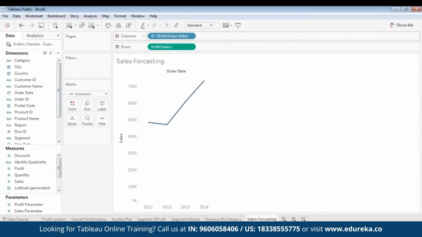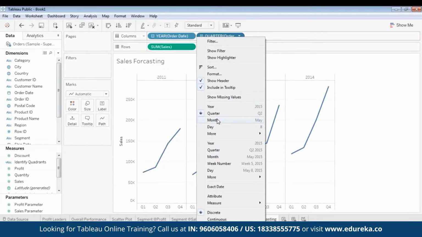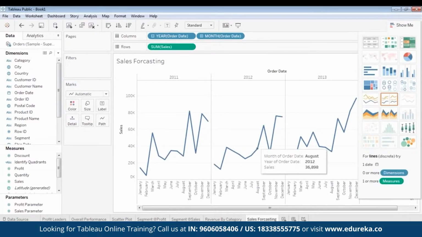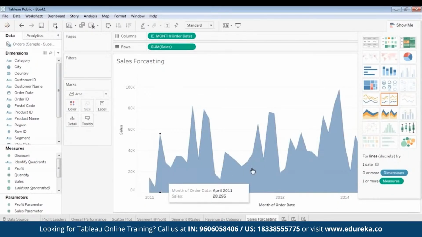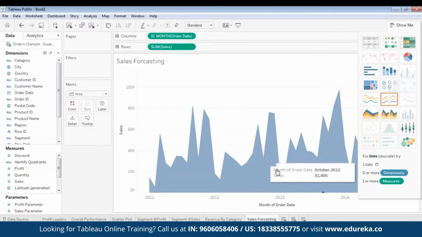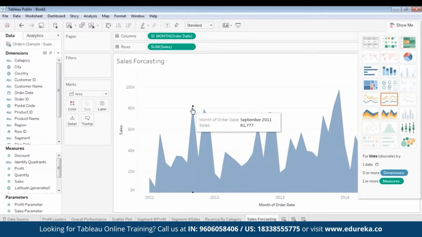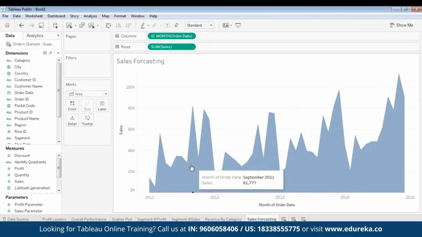Go to my order date, year. Again, I'll go to my order date, and I want it month wise also. This is the kind of representation I'm getting, guys. Now the best representation which we can show over here is area. Earlier we were getting lines, but because you want to show your forecast, where your dips were and where the sales went high, area is the kind of representation you want to use in forecasting. So I will use area.